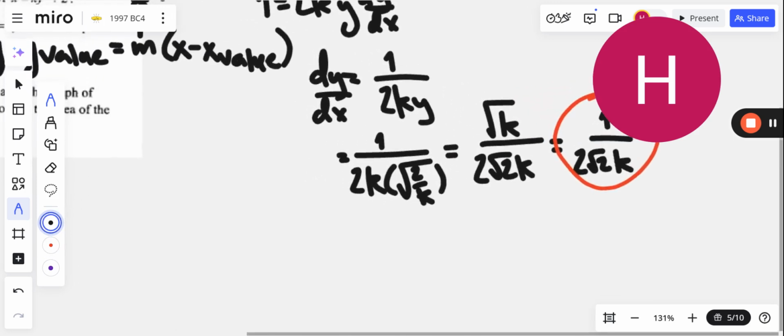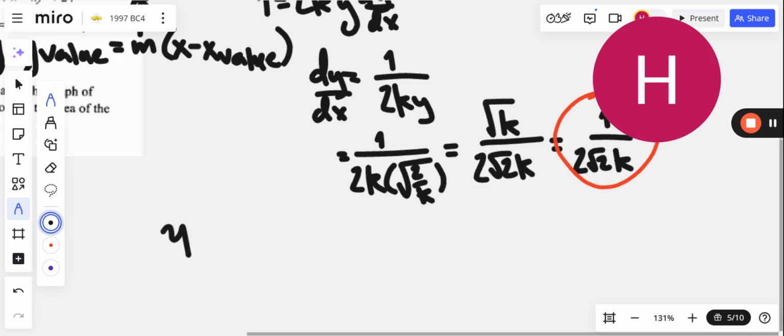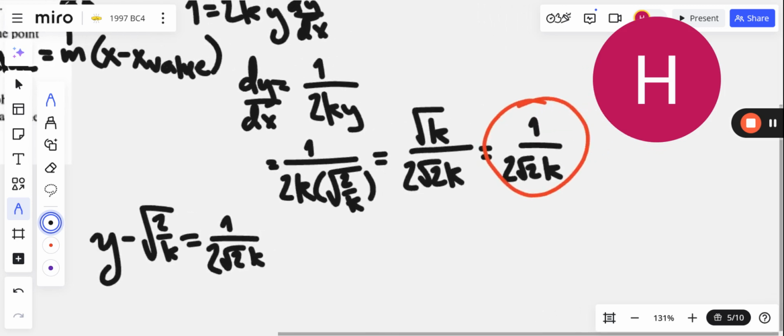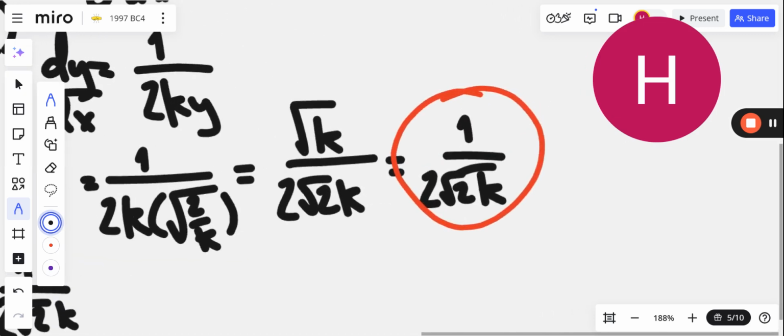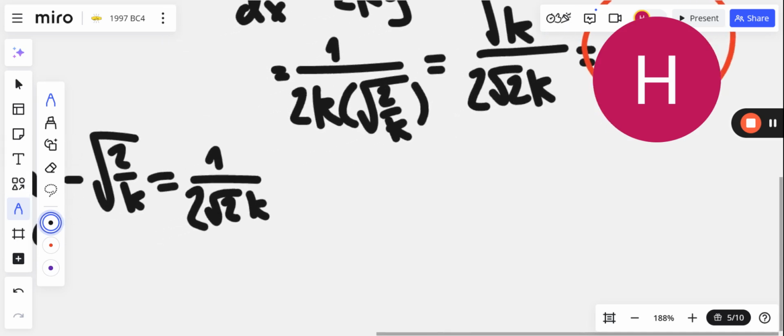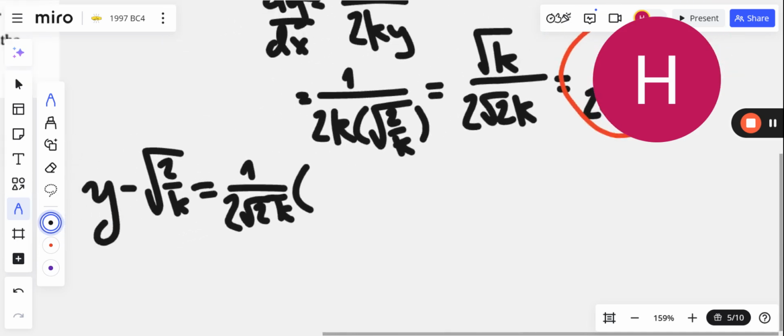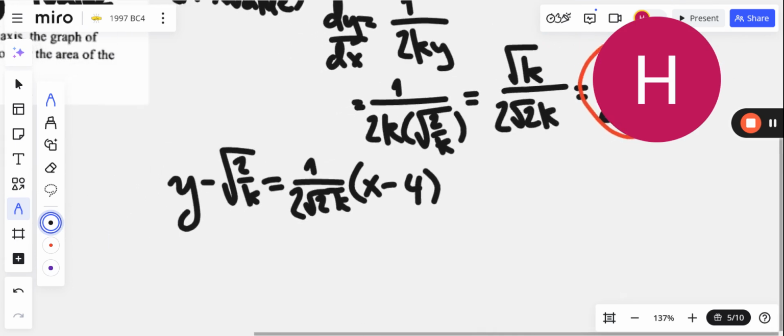So let's write our equation of tangent line now. It's going to be y minus square root of 2 over k equals the slope, 1 over 2 square root of 2k. Oh, and sorry, the k needs to be in a root as well. Times x minus 4, because that's the x value for this point.